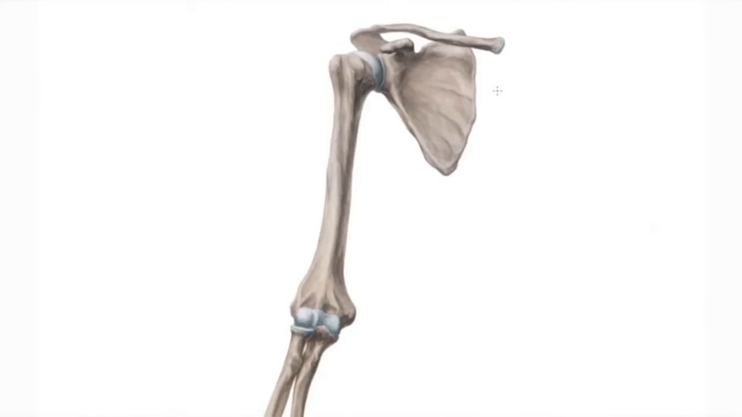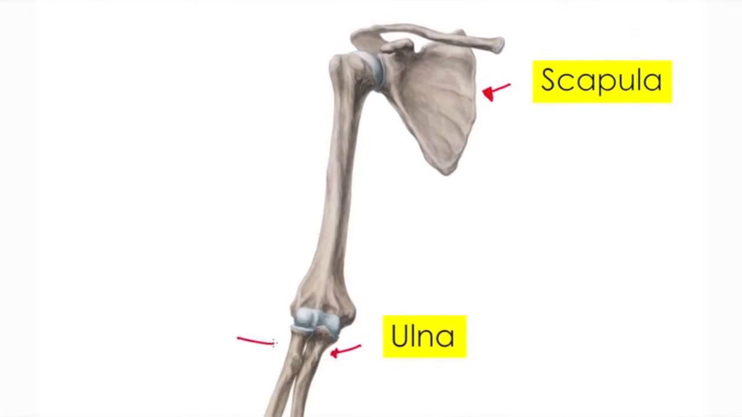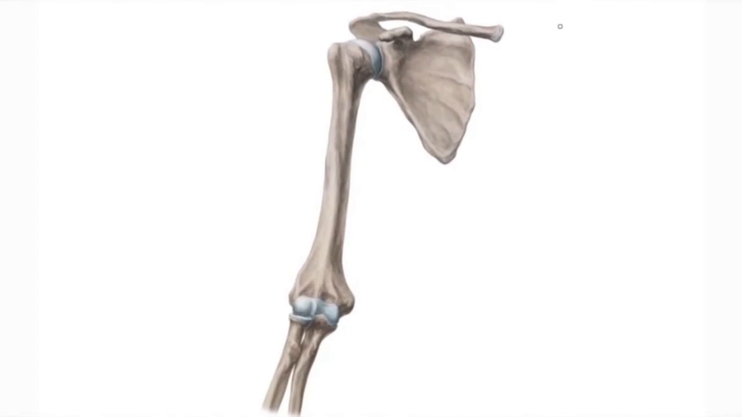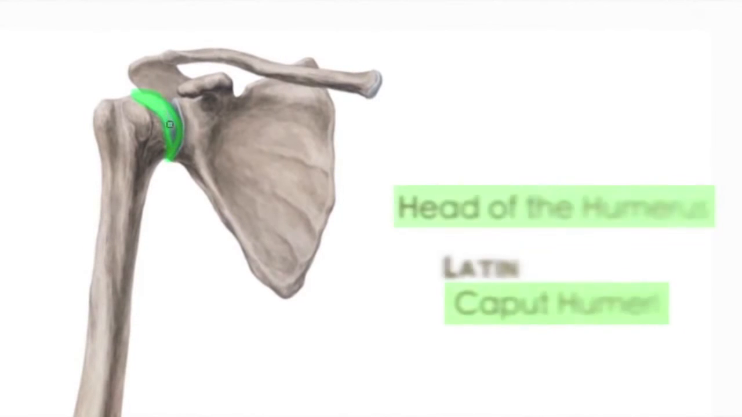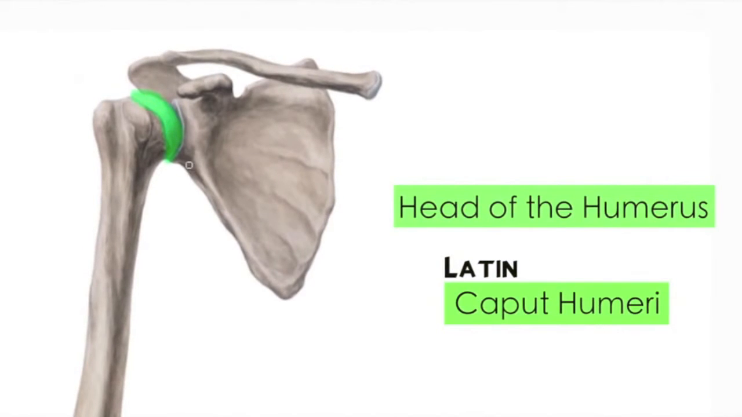And proximally, you can see that the humerus is articulating with this triangle-shaped bone here, known as the scapula. And distally, it is articulating with the ulna and with the radius. So we are looking at the anterior view of the humerus, and the first structure that you can clearly see here is the head of the humerus, and I'm highlighting it so you can see that it's articulating here with the glenoid cavity of the scapula.